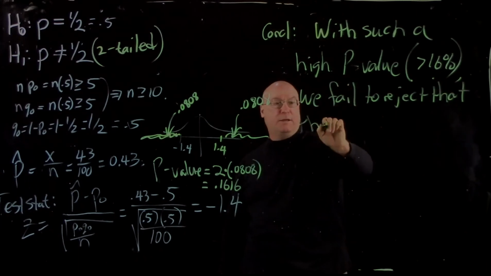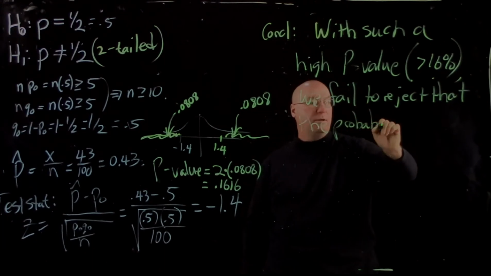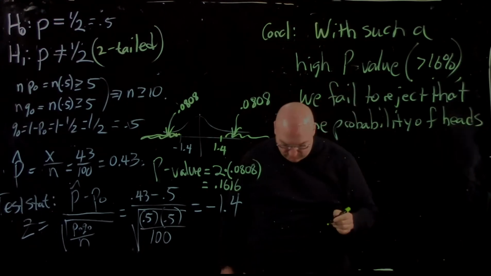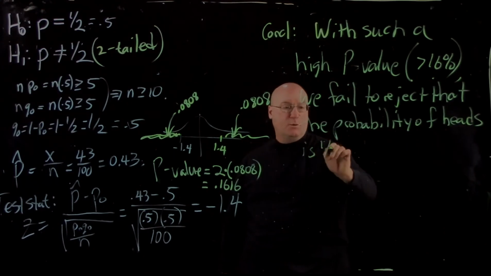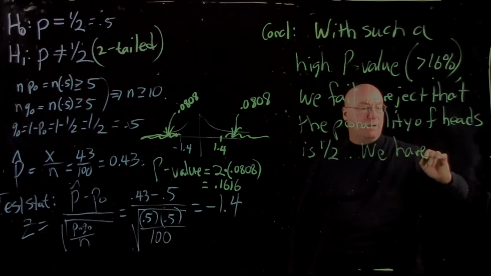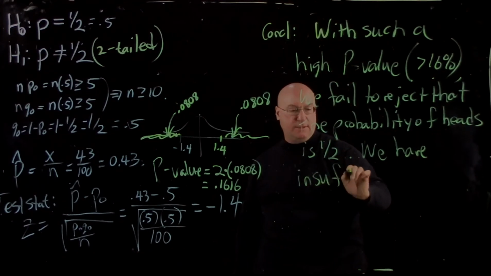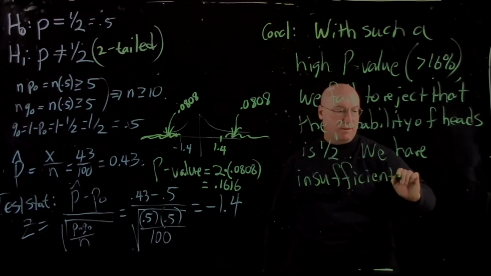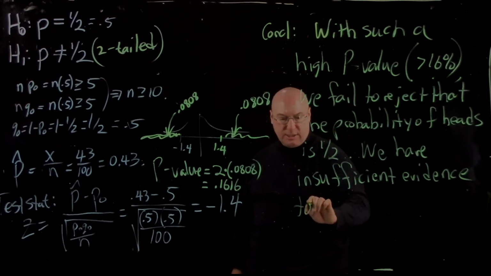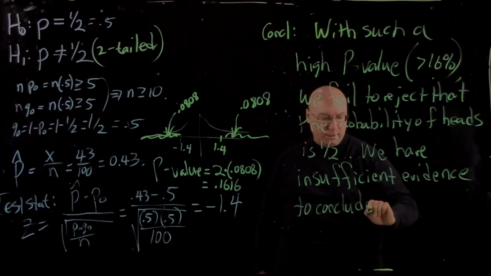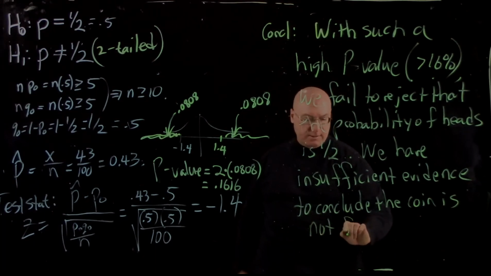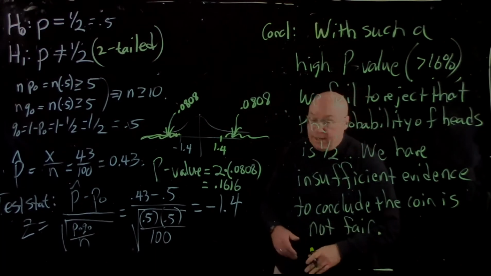We fail to reject that the probability of heads is 1/2, all right? We have insufficient evidence to conclude the coin is not fair. All right. It may be not fair, right?